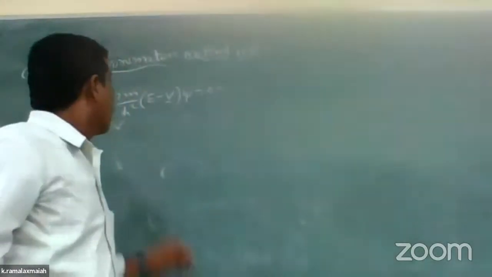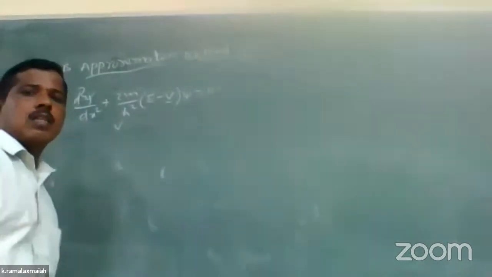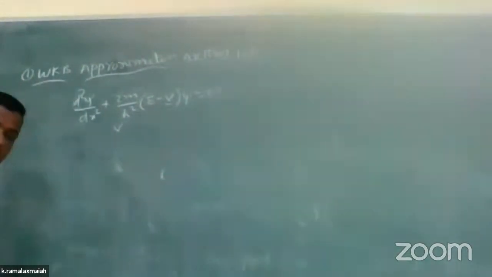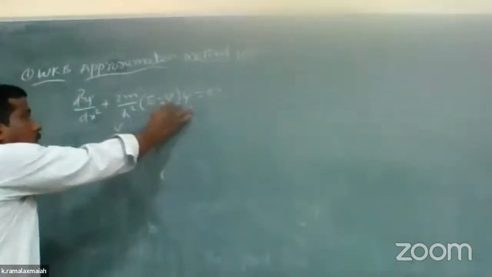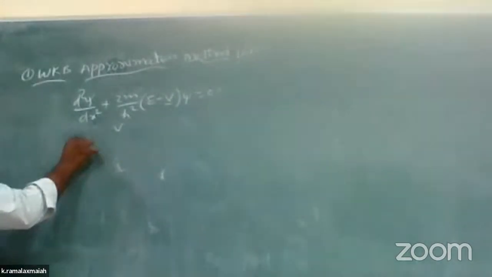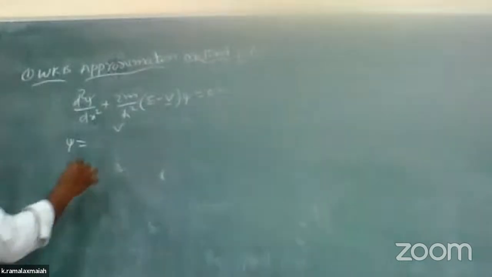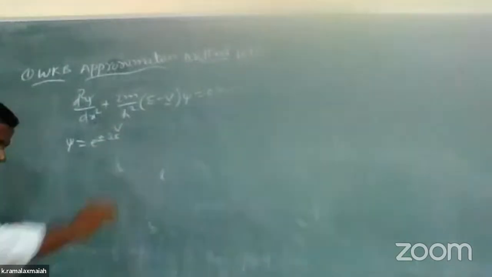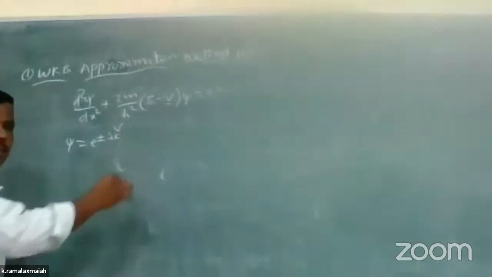So here this is the time independent Schrodinger equation. Page number 236. Listen. You can observe that in your textbook. Okay. So V is the constant of the solution. This is the solution of the form psi is equal to e to the power plus or minus i k x.